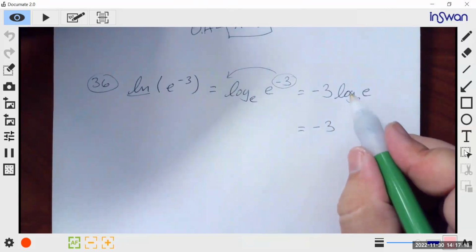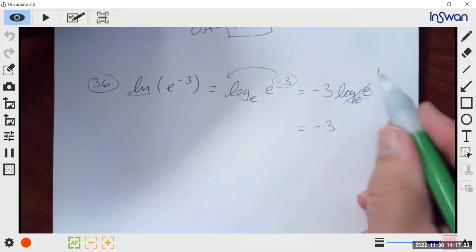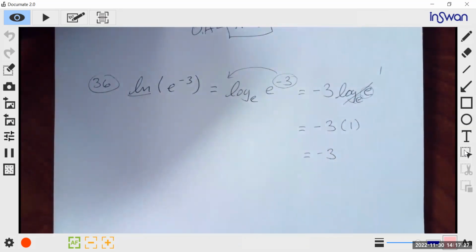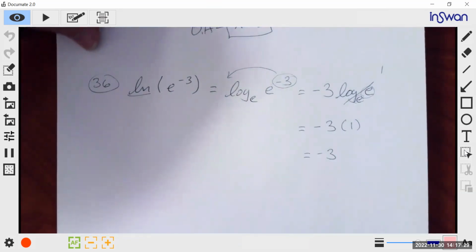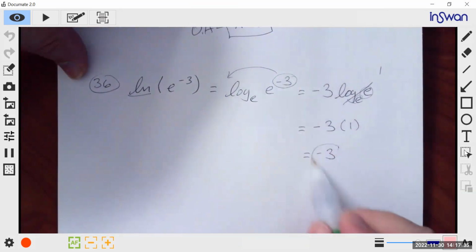And another property: whenever the base and the number are the same, that equals 1. I'll show you why in a second. So -3 times 1 is -3. That's your answer.